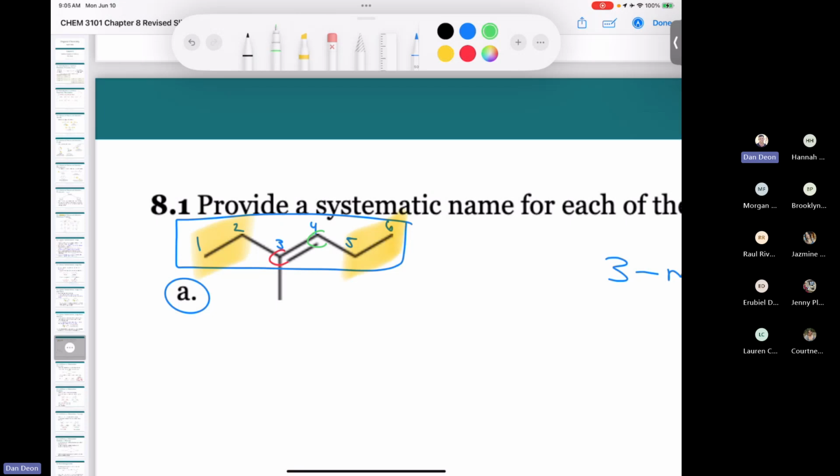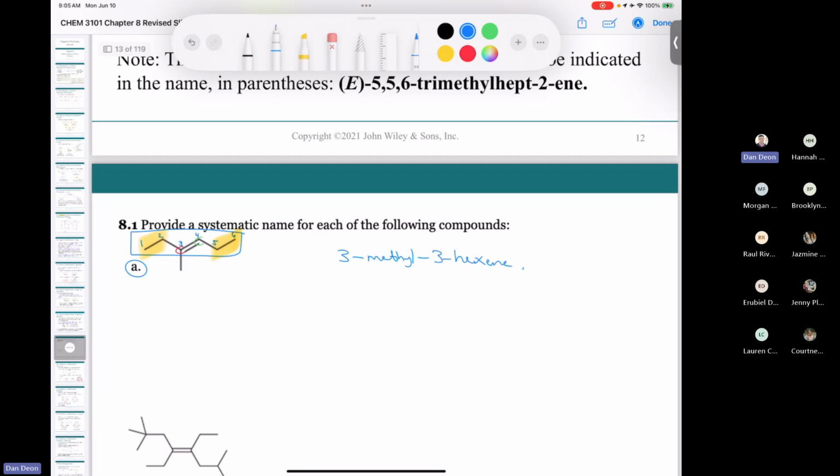So this compound, you could call it two ways. You could call it E-3-methyl-3-hexene, or since they're both ethyl groups, you could call it a trans compound. So copy. I'll just change the color here. Or you could call it trans-3-methyl-3-hexene. Either one is totally fine. There's nothing wrong with either of them. All right, there we go.